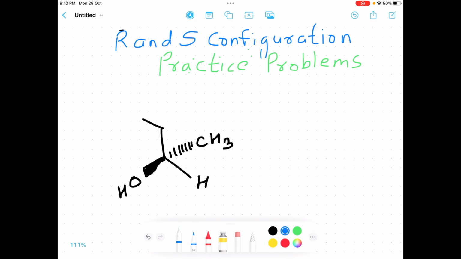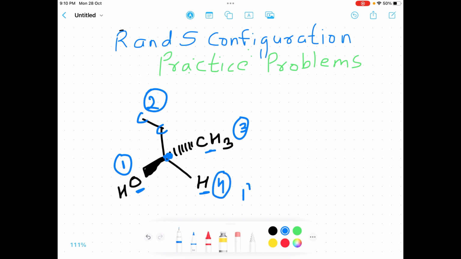Now let's see this example where we have the lowest priority group in plane. So this is a chiral carbon which is attached to the OH group, methyl group, ethyl group and hydrogen. Oxygen will get the first priority because of its higher atomic number, so 1 for the OH group, 2 for the ethyl group, 3 for the methyl group and 4 for hydrogen.